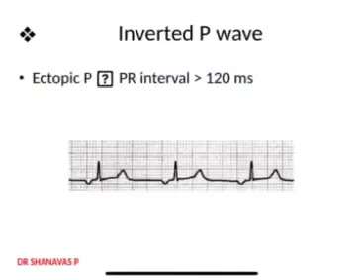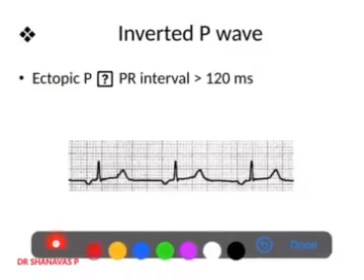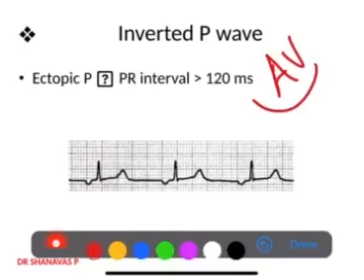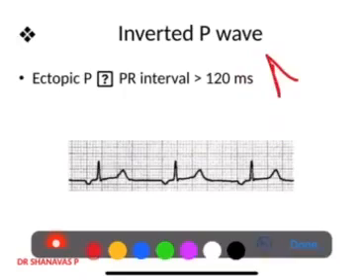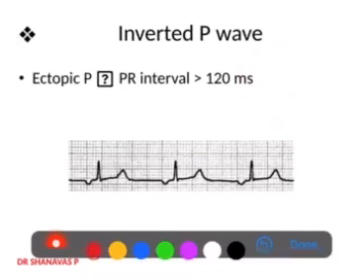So this is the summary. We will now go to the third abnormality, that is an inverted P wave. An inverted P wave means it is not arising from the SA node, it is arising from somewhere else. It can be from the AV node, which we also call the junction, or it can arise from the atria or any other site other than the junction, especially from the atria.